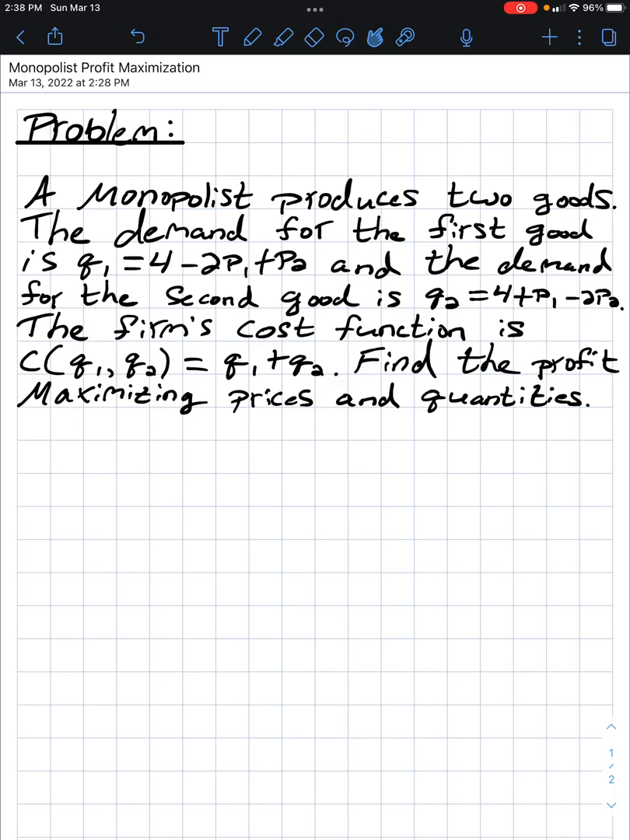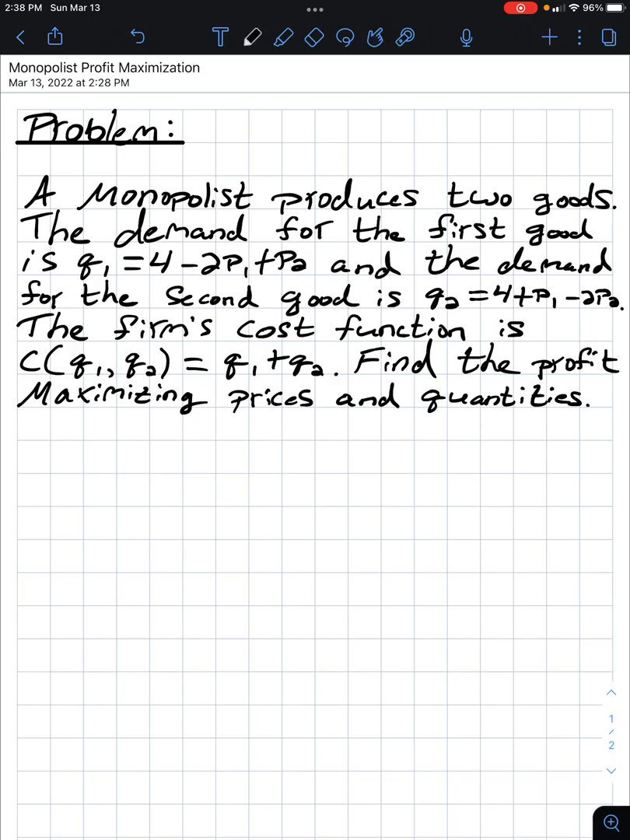Now pause this video, take a few minutes, and solve this problem. Welcome back. Hopefully you were able to solve this problem. Now let's work on it together. So we need to find the profit maximizing prices and quantities. What is the monopolist problem here? How are we going to approach this?